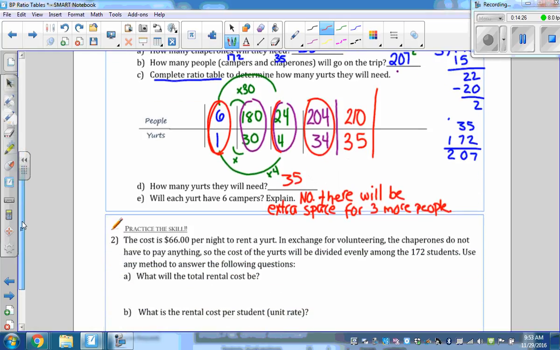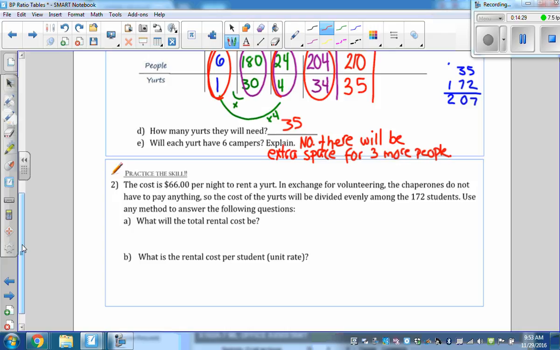So your work continues through problem 6. And I'm going to help you start number 2, and then you're on your own for the rest. So let's do some guided reading. The cost is $66 per night to rent a yurt. So that's important. In exchange for volunteering, the chaperones do not have to pay anything. So the cost of the yurts will be divided amongst the 172 students. So here we're just doing any method to answer these questions. So in other words, you don't have to use a ratio table here because it's not asking you to.